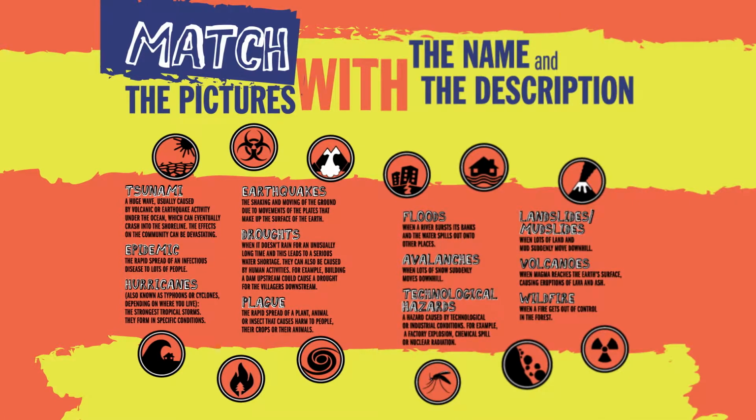Under it, tsunami. A huge wave usually caused by volcanic or earthquake activity under the ocean, which can eventually crash into the shoreline. The effects on the community can be devastating. 3 crescents are placed back to back. In the middle of them is a circle. Under it, epidemic. A rapid spread of an infectious disease to lots of people.